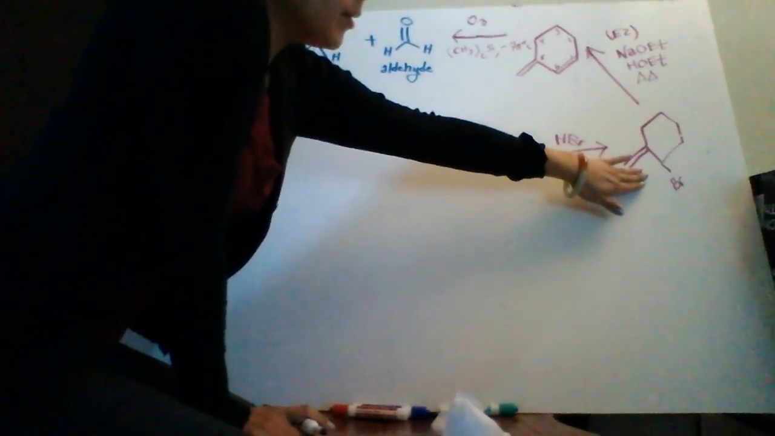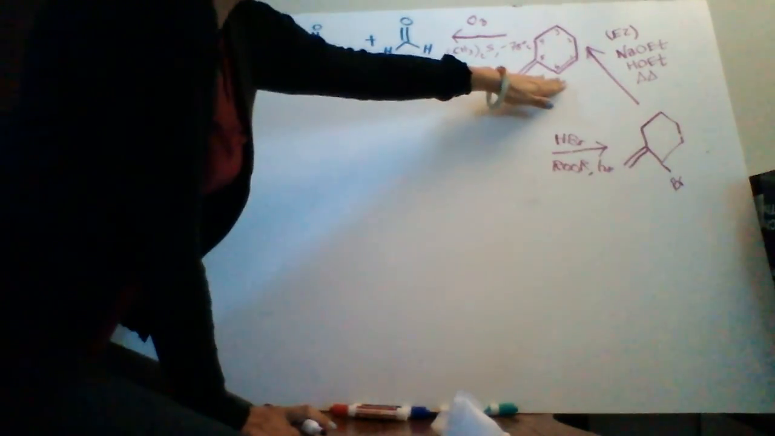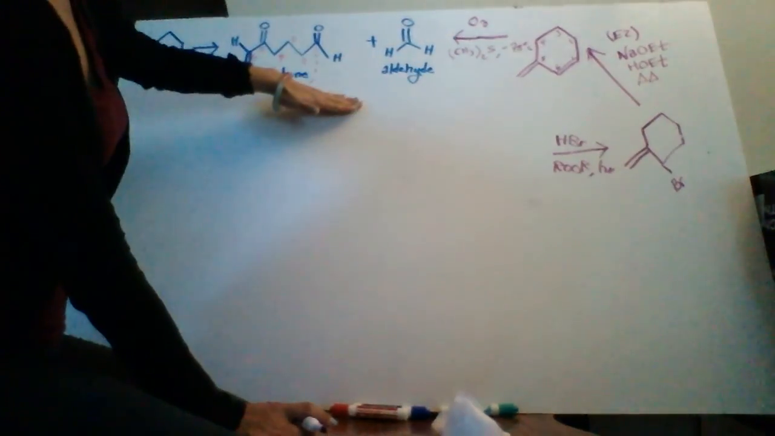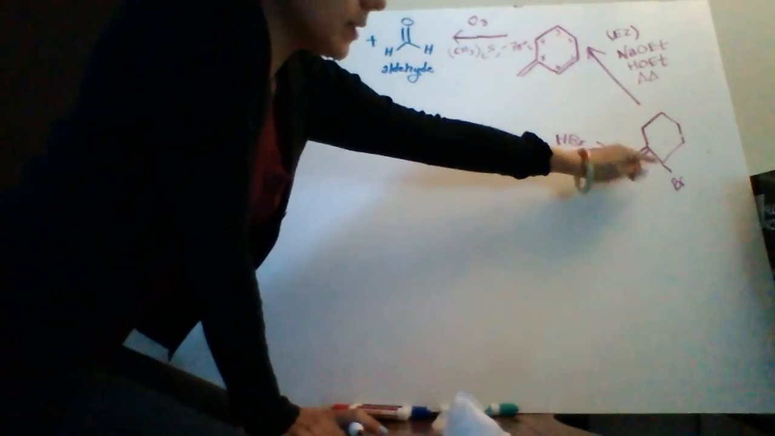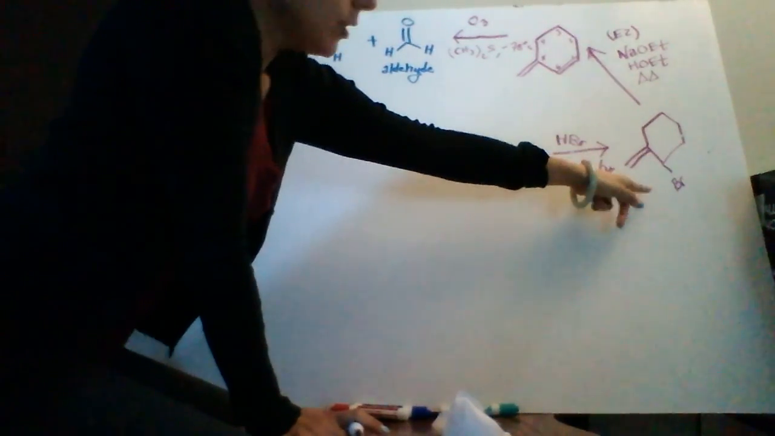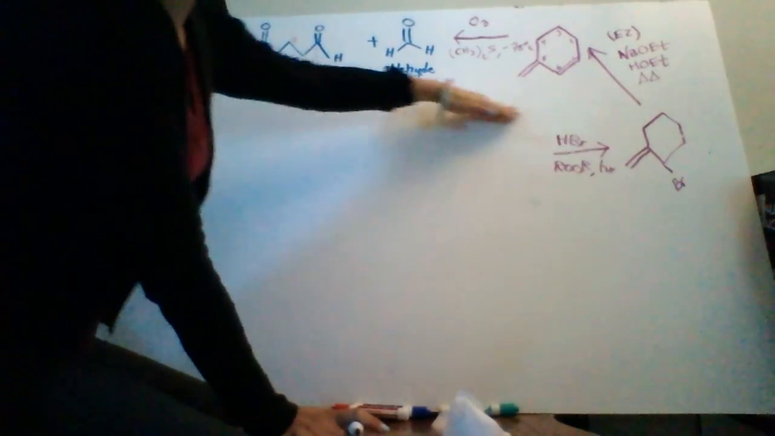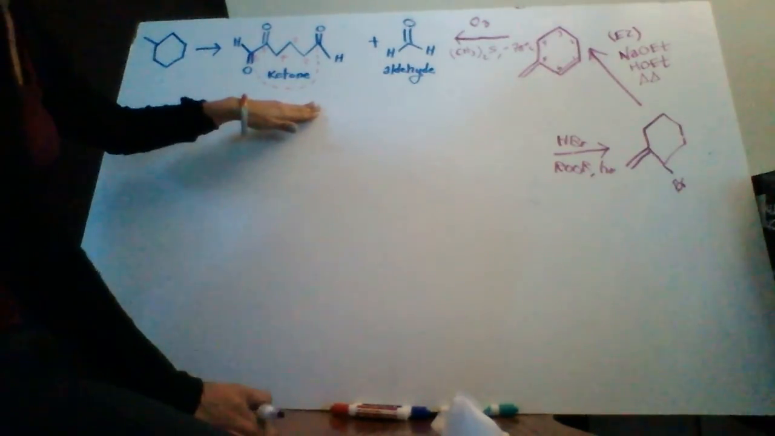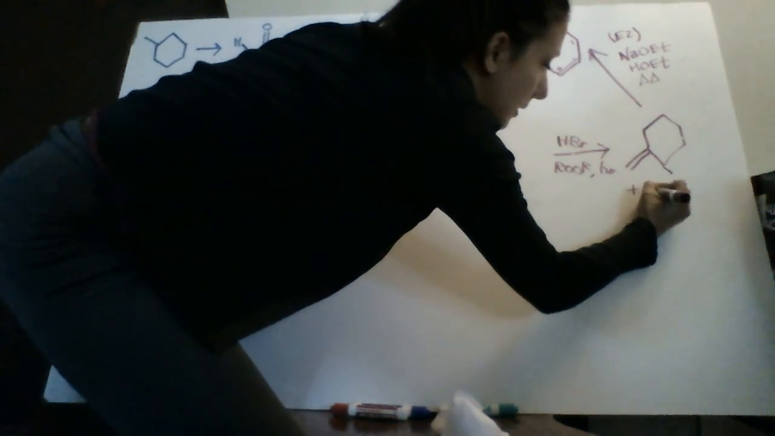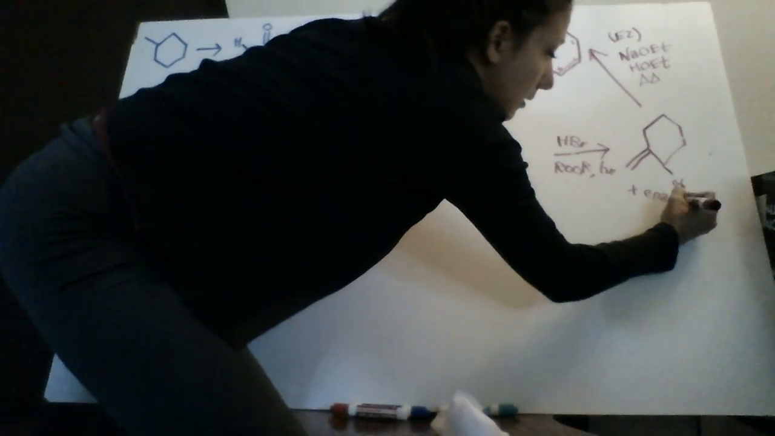Also, this molecule, we could have formed this and thus our final product if bromine was either coming out or going in. So we can have a racemic mixture of this and we could still get the same product. All right, so I'll just go ahead and write plus enantiomer here, since this is in fact a chiral center.